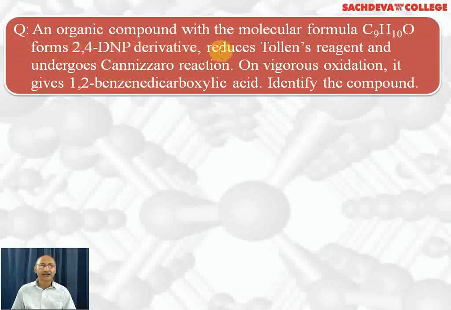Next question: an organic compound with molecular formula C9H10O forms 2,4-DNP derivatives. This information shows it is either an aldehyde or a ketone. Reduces Tollens reagent means it is an aldehyde and not a ketone. Undergoes Cannizzaro's reaction means it is an aldehyde but does not contain alpha hydrogen. On vigorous oxidation, it gives 1,2-benzenedicarboxylic acid. It means the aldehyde and another group are attached at the 1 and 2 carbon atoms of the benzene ring. Identify the compound.